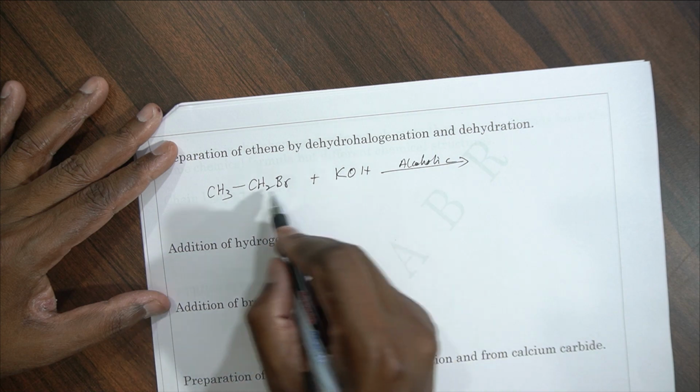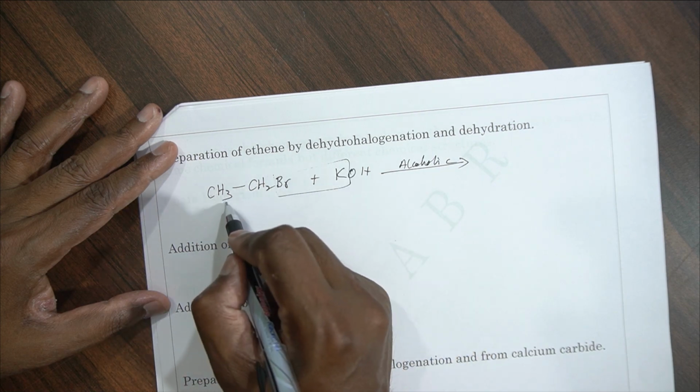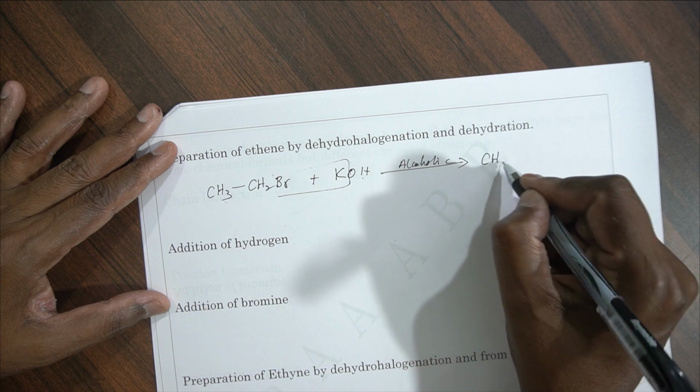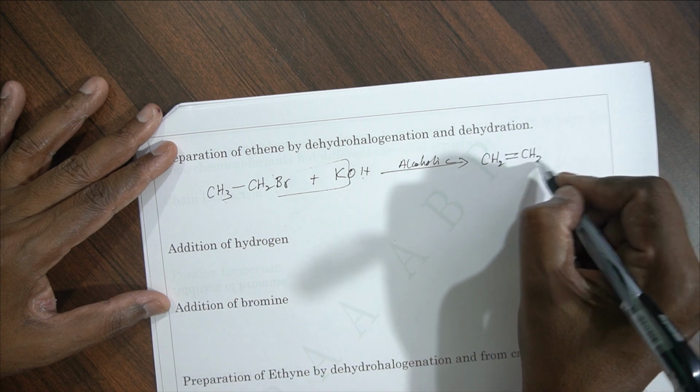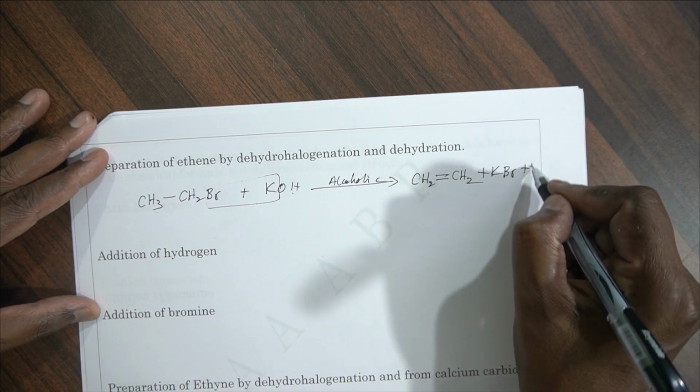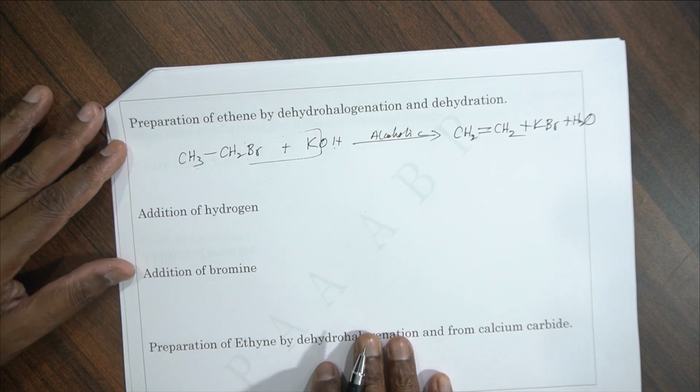So the potassium will remove the bromine, and one of these 3 hydrogens will go with OH. So you get CH2 double bond CH2, which is ethene, plus KBr plus H2O. So this is a reaction.